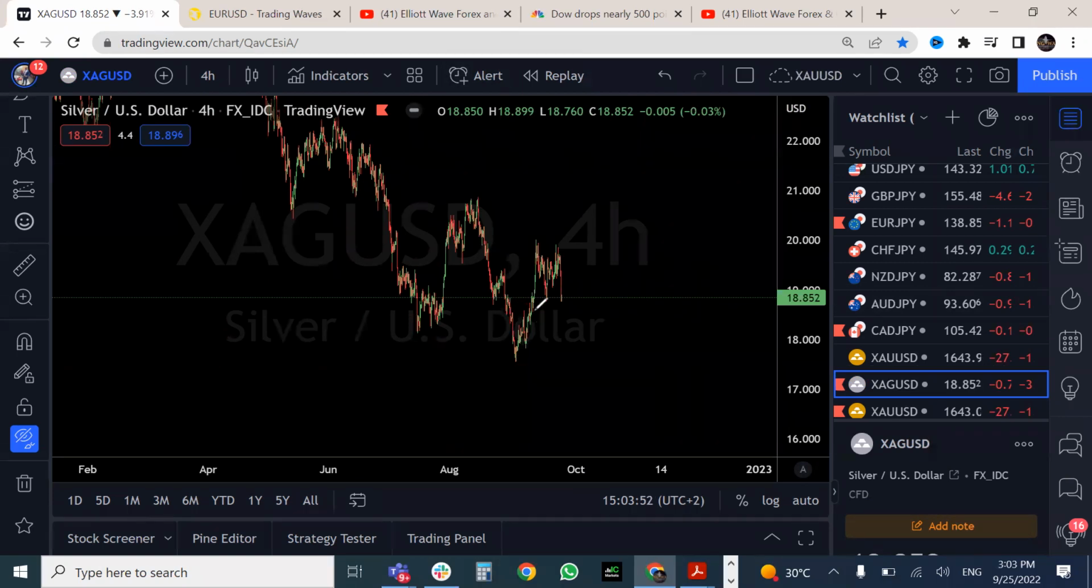Now, this is silver. I'm not even expecting this to make one more move to the upside before dropping. I'm expecting that silver will continue to drop here because there is not enough strength as far as the indicator is concerned. There's not enough momentum for it to get to this level. So we should see silver continuing the drop to the downside.